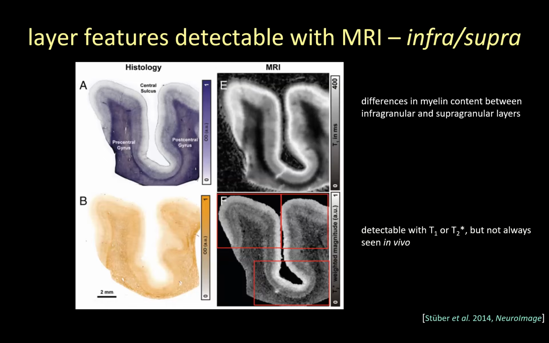So several layer features are detectable with MRI, luckily. We see in many contexts some contrast between these supragranular and infragranular layers, as shown here. We see differences in myelin content between infragranular and supragranular layers that can appear in MRI. Comparing to the histology on the left, the MR data shows us some contrast between supragranular and infragranular. This can be detected with a T1, as shown on the top, or T2 star weighted imaging, as shown at the bottom. It's actually pretty tricky to see such strong contrast in vivo. But the point is, there are some features that can be detected with MRI.